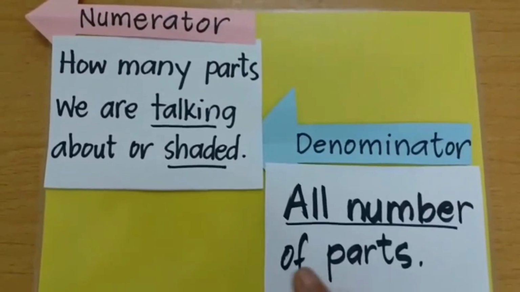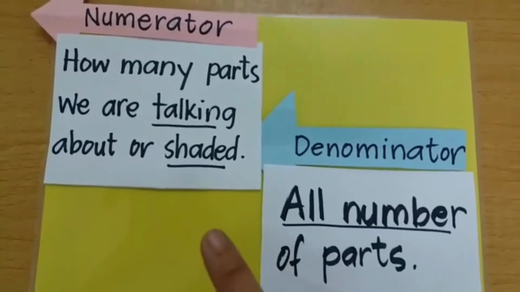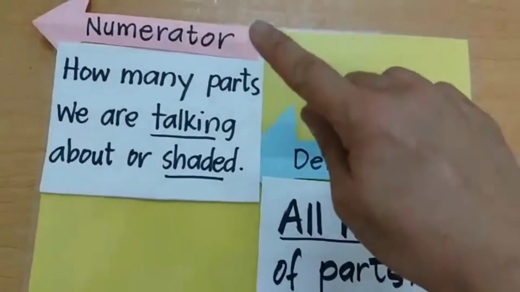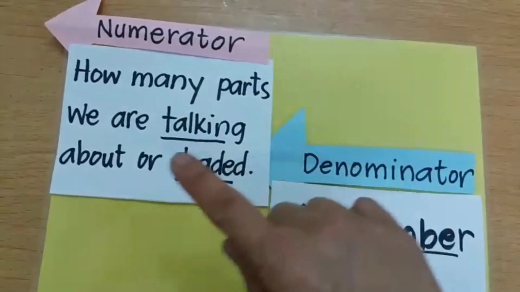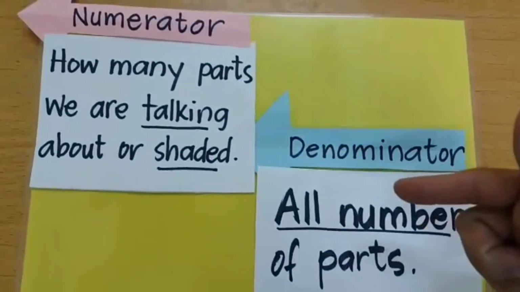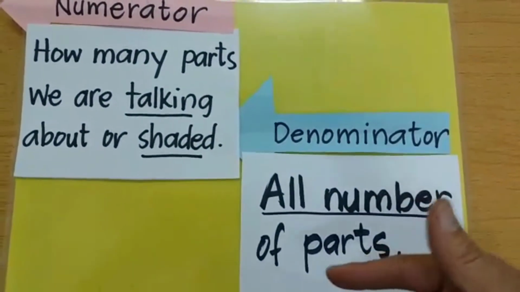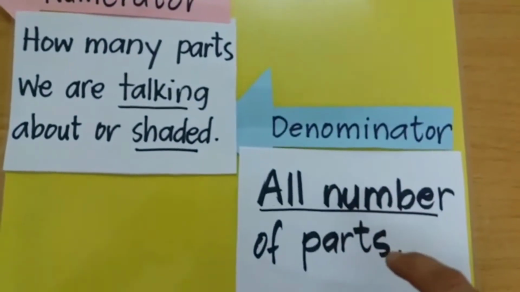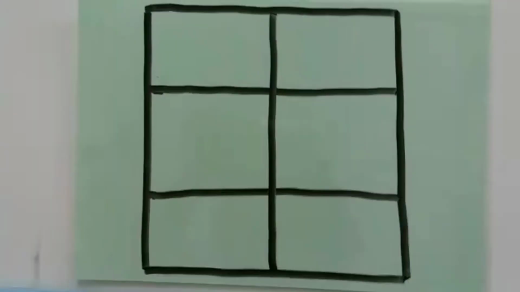Before we go on, I would like you to understand these words, numerator and denominator. Numerator means how many parts we are talking about or shaded, that is on the upper part. Denominator means the all number of parts, it's the whole. So we will only count how many parts. That is the denominator.